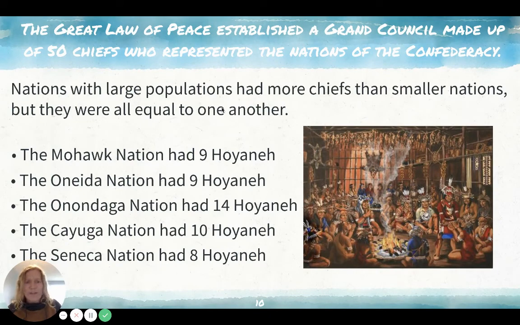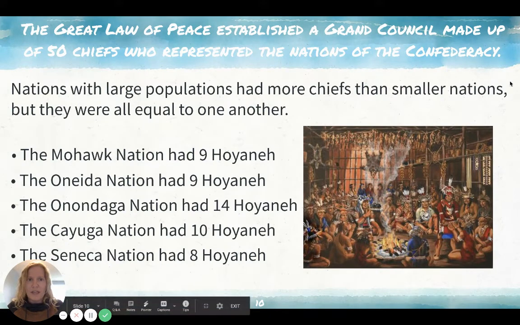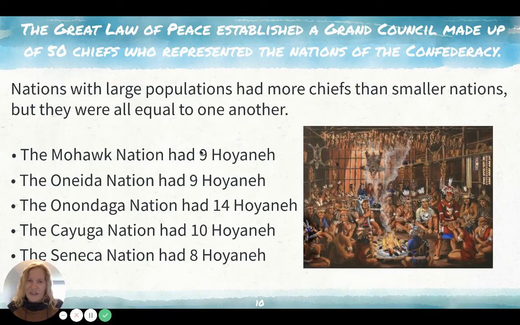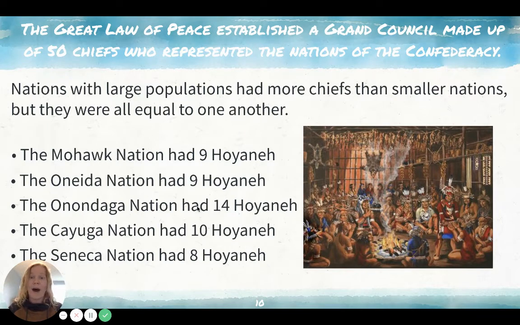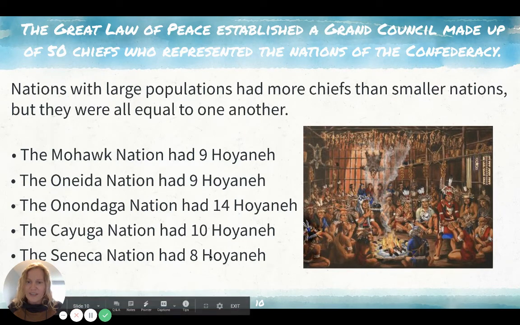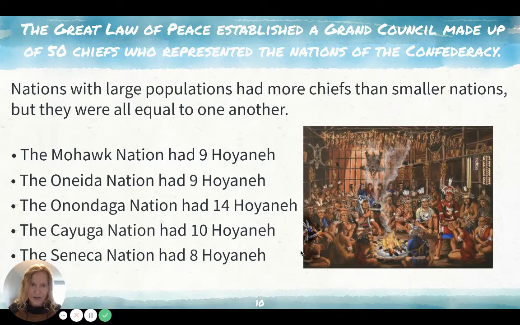So there were 50 members that went into the Grand Council. Each nation sent a different amount of people to represent based off of how many people they had. So if we look at this, the Mohawk sent 9, Oneida sent 9, Onondaga sent 14, Cayuga sent 10, and the Seneca Nation sent 8 chiefs. So if you add all that up, it's going to give you 50. And because Onondaga had 14 members, you can take a guess that they had the highest population. The Seneca only sent 8 because they had the lowest population. And the Tuscarora joined later, and they just made decisions with the Oneida as well.